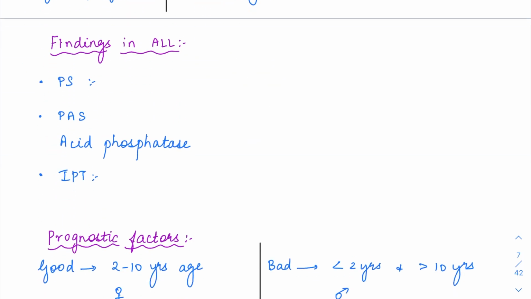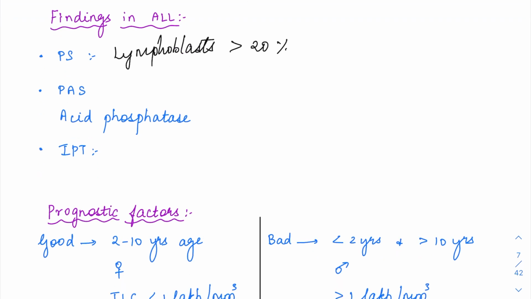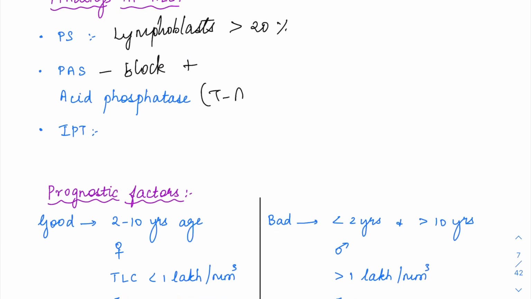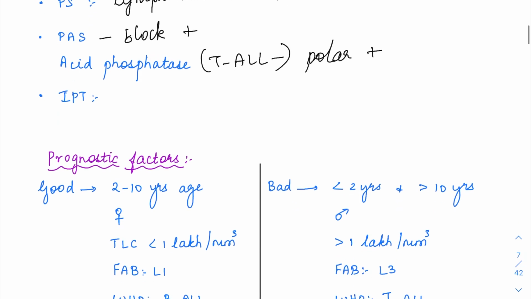What are the findings we see in ALL? In the peripheral blood, if you make a peripheral smear, it is going to have lymphoblasts which are more than 20%. You have to count the blasts and it will be more than 20%. If you put a special stain with periodic acid Schiff, it is going to give block positivity. In acid phosphatase, if it is TALL, it is going to give polar positivity, which is going to be sensitive to tartrate.